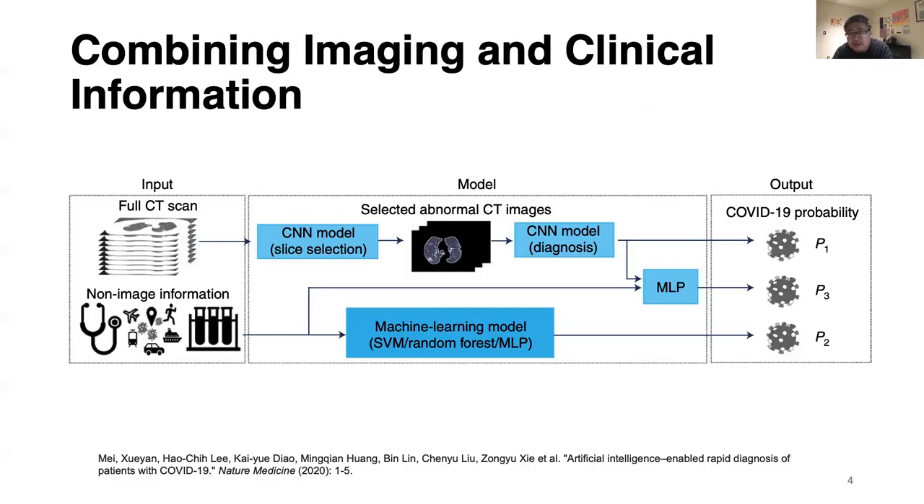And demographic and clinical data, including the patient age and sex, exposure history, symptoms, and lab tests, were put into a machine learning model to classify the COVID positivity. That's model P2. Features generated by the diagnosis CNN model and the non-imaging clinical information machine learning model were integrated by a multi-layer perceptron to generate the final output of the joint model P3.